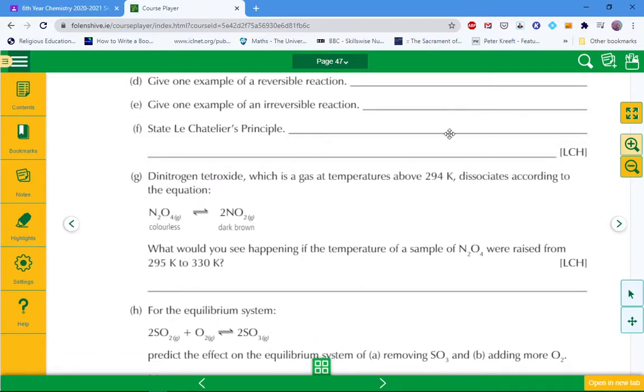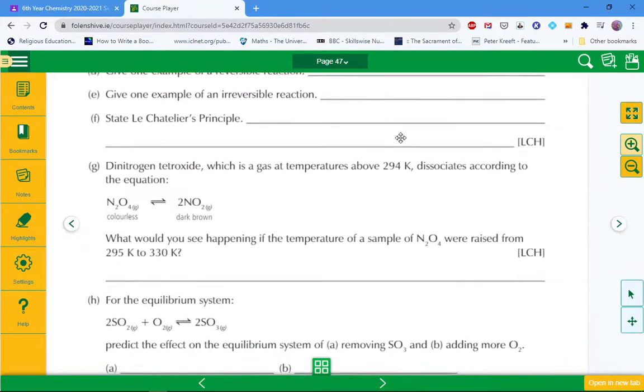That's my little pen acting up there. So what would you see happening if the temperature of the sample N2O4 were raised from 295 to 330? Well, obviously, it would move equilibrium towards the right-hand side, and that sample would get dark brown. It would go browner. The brown colour would darken as you increase the temperature.